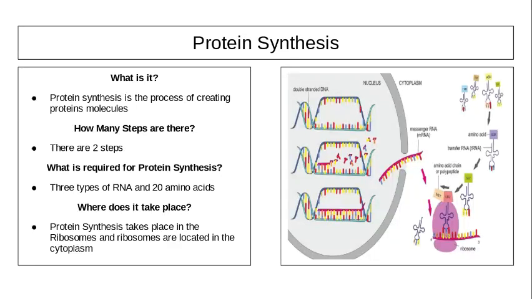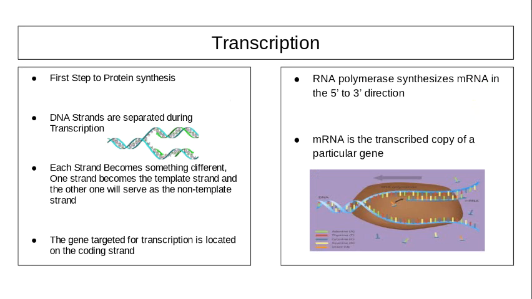There are two steps in protein synthesis, and that is transcription and translation. The first one is transcription, and what it basically does is copy a gene sequence to make an RNA molecule. Then there is translation, which is when the genetic code gets translated to an amino acid sequence in a protein.